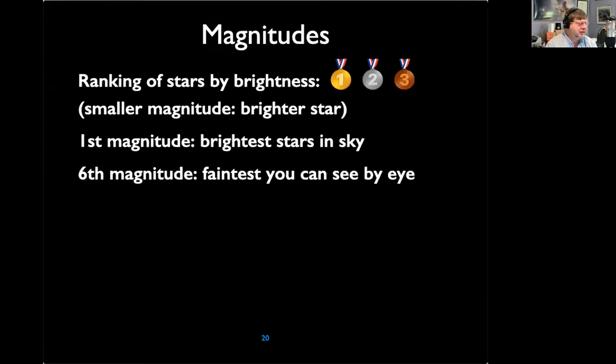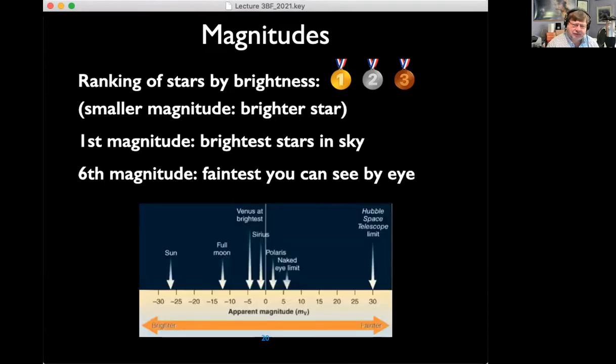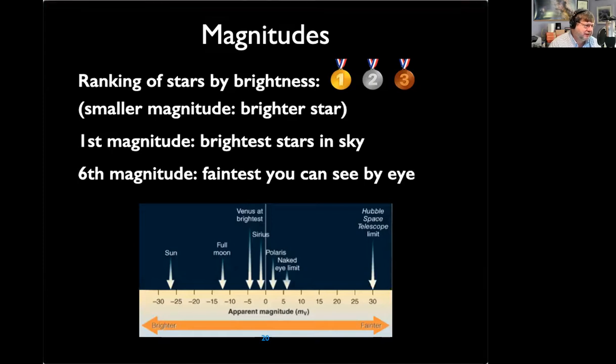And again, this was a system that was created thousands of years ago. Modern astronomy has adopted this same system, except they put some mathematics behind it. And because this is a historical system, the mathematics get a little weird and they get very unintuitive. So I'm going to go over this slowly, even though it seems simple. So here, first magnitude, where my cursor is, are the brightest stars in the sky, except it's no longer true. The brightest star in the sky is Sirius, and Sirius is magnitude -1. Okay, so this is where things get a little weird.